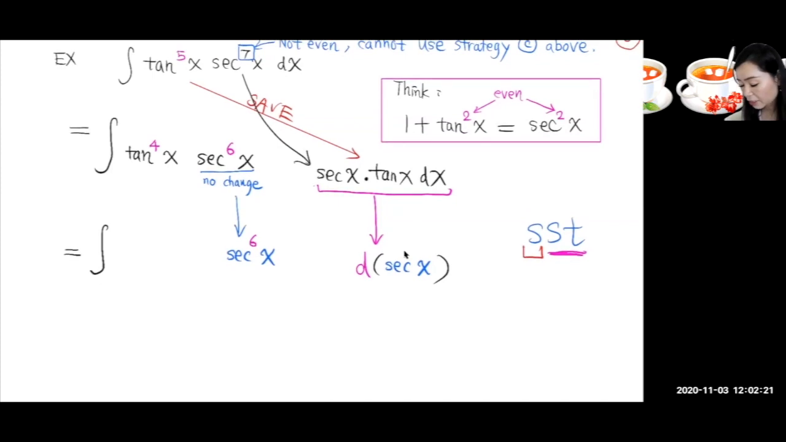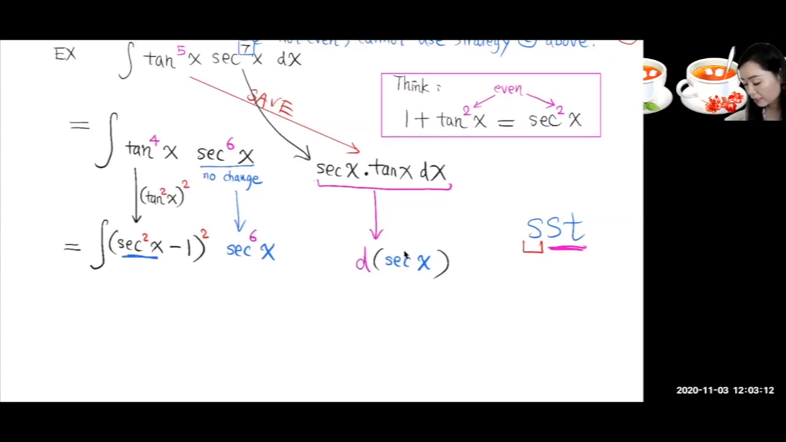Now what about this tangent to the 4th power over here? We want to express that in terms of secant x. So remember, when we have this, it is the square of tangent square, right? So now the square of tangent square is what? Secant square minus 1, right? Okay, so we have secant square x minus 1, and then squared. Now you see this is secant x, and that's secant x, and that's secant x. They're all in terms of secant x.